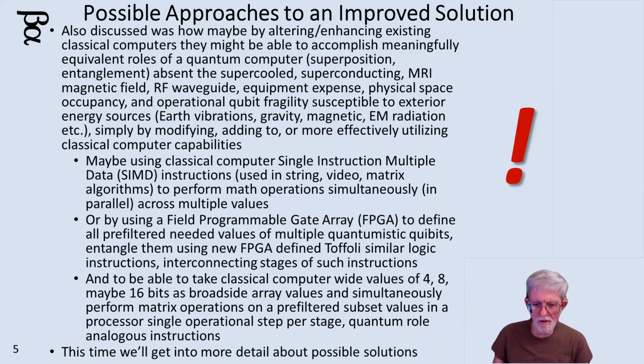While a classical computer can do that broadside as arrays using these SIMD instructions or FPGAs, and they can do it on 4 bits, 8 bits, 16 bits, which gives you a lot faster way of doing it over a very large set of numbers. You don't have to do 1 bit at a time.